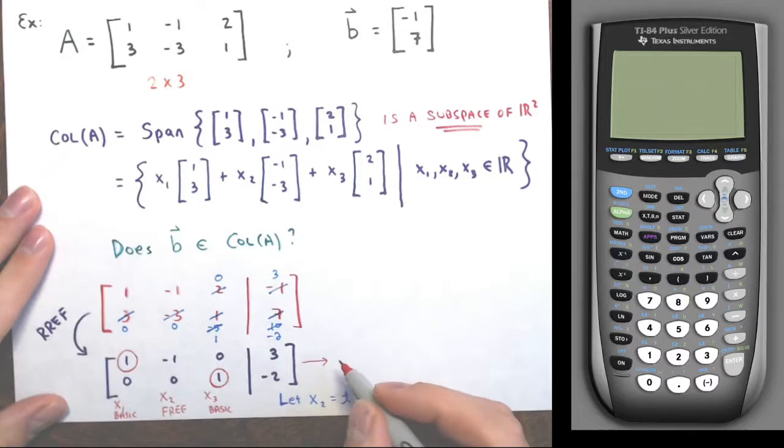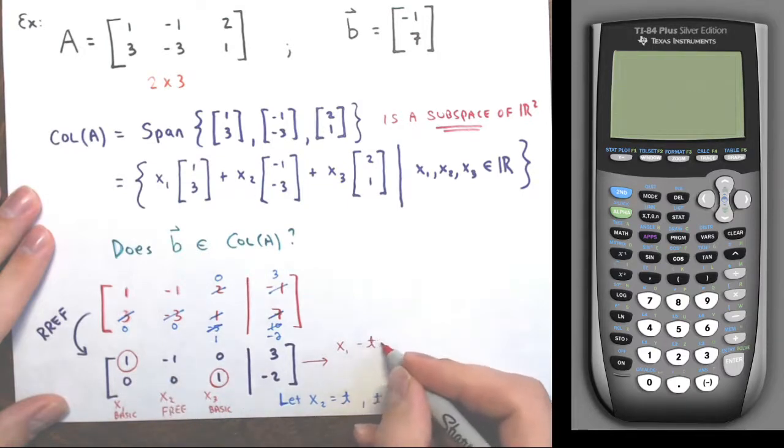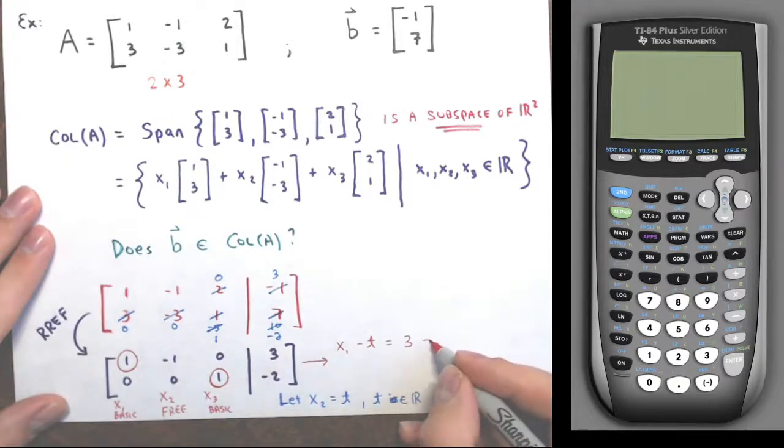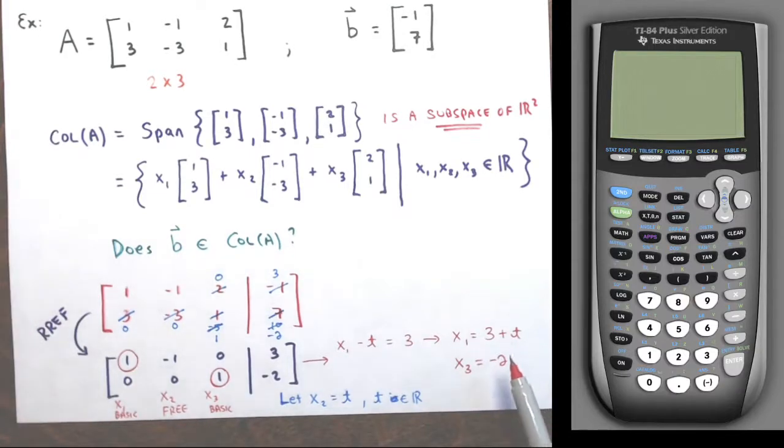I'll describe the solutions. From the first row, I'm getting x1, the basic variable, minus x2, so minus this t, must be equal to 3. So x1 must be equal to 3 plus t. When you solve for the basic variables, you get them in terms of the free variables, and there's only one free variable here, this t. The second row is simply x3 equals negative 2. You could say it's negative 2 plus 0t if you wanted to write it in terms of the free variable, but it's basic, so it's going to take on the value of negative 2 no matter what.